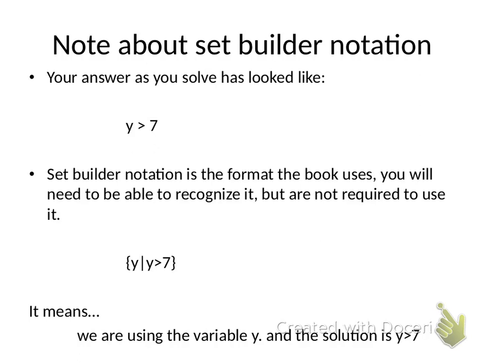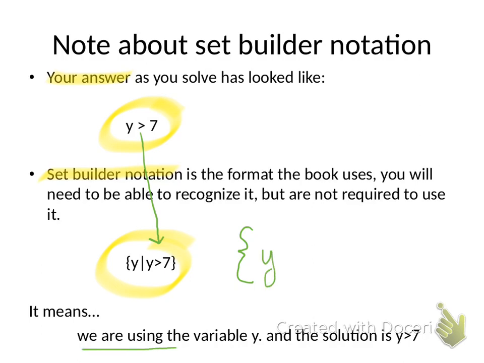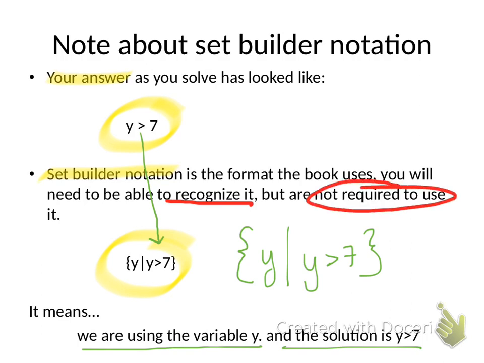All right, now another little comment, set builder notation. When you're doing your practice in your online book, your book uses set builder notation. So if your answer looked like y is greater than 7, set builder notation is going to look like this. Notice the y is greater than 7 is the second thing written. The bracket and then the y means we are using the variable y, and then the solution is y is greater than 7, and you close those brackets. Now, you need to be able to recognize it. You are not required to use it. That's all that you need to know about that.